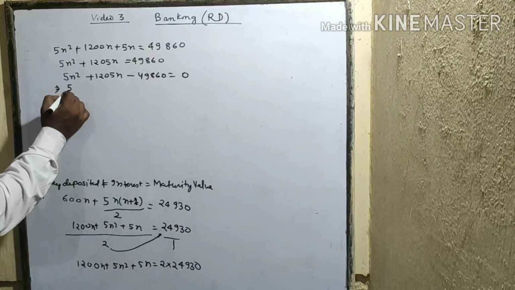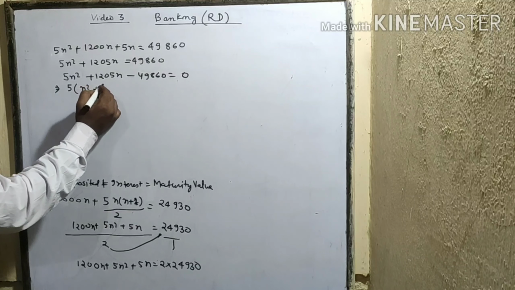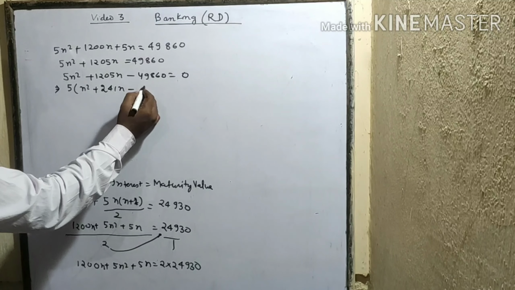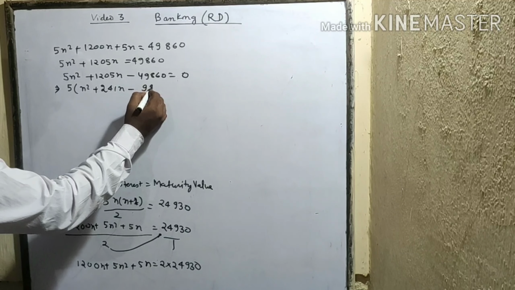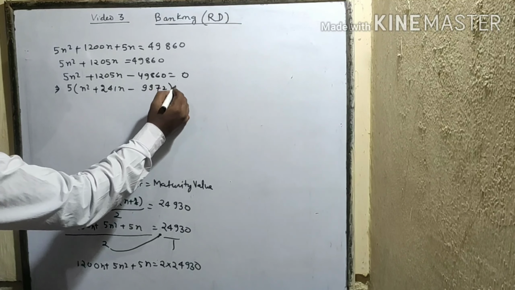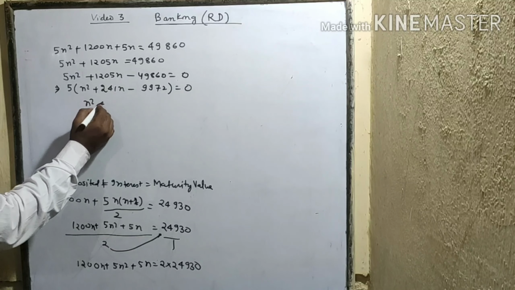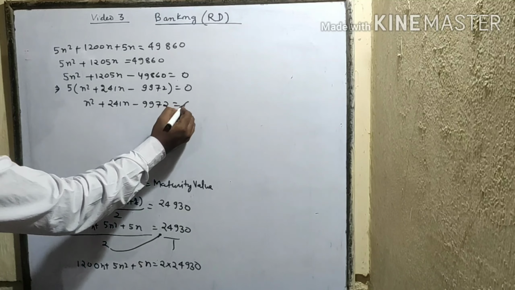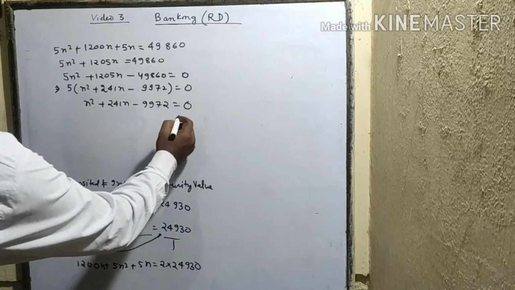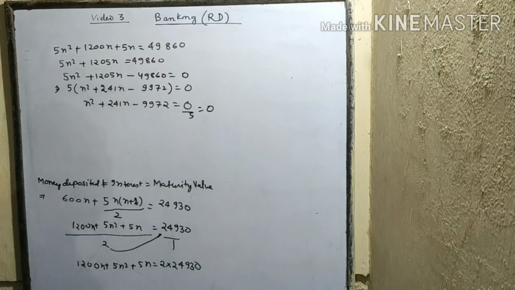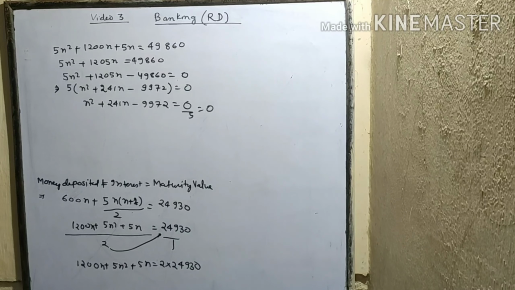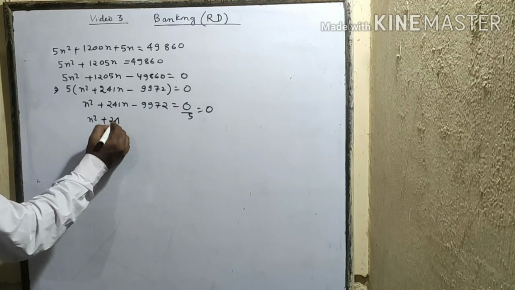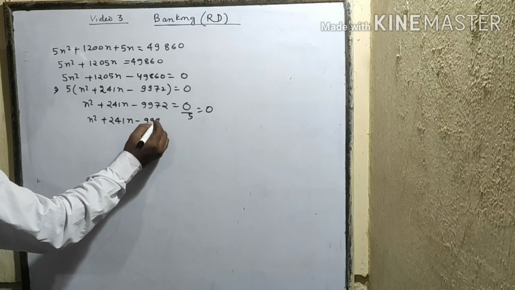We take 5 as common, so it will be n square plus 241n minus, 5 9s are 45, it is 9972. That is equal to 0. So n square plus 241n minus 9972, that will come out as 0 by 5, which can be written as 0. So the equation for the answer is n square plus 241n minus 9972.